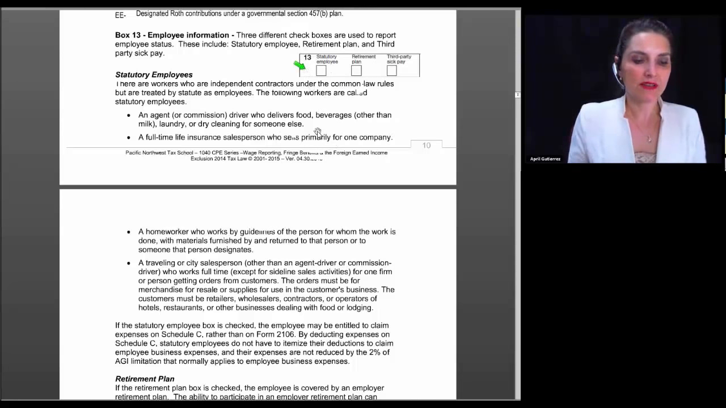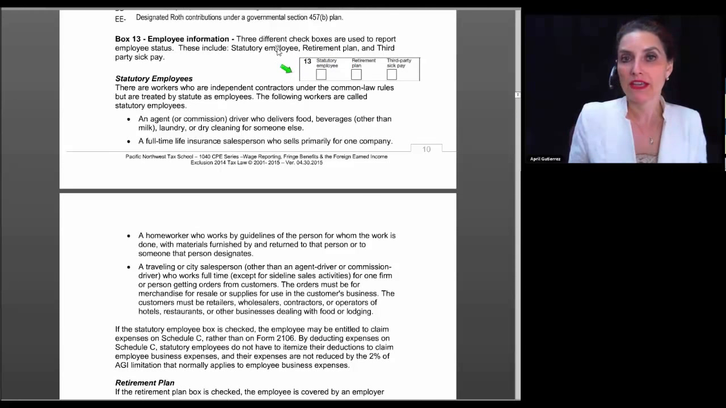Also, statutory employee. This box is checked when you are working with a person who really under common law is considered to be an independent contractor, but under statute is deemed to be an employee. And when that happens, you have a special situation. It doesn't come up very often. I only see one of these every 3-4 years. But when I do see one, it means that this particular employee is going to get some special tax benefits to them.